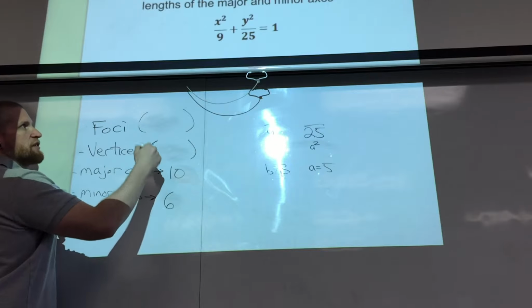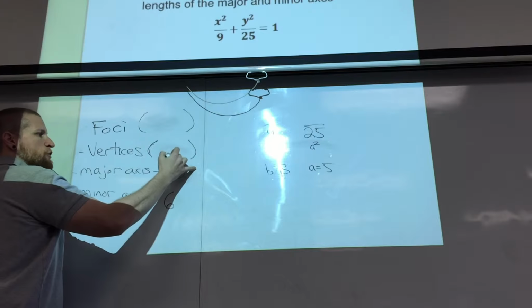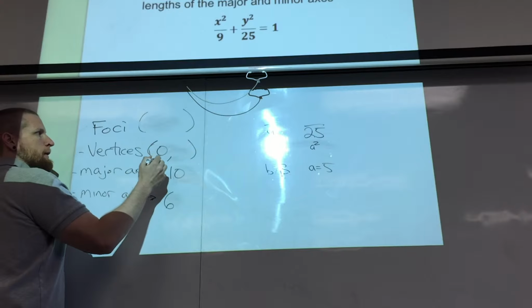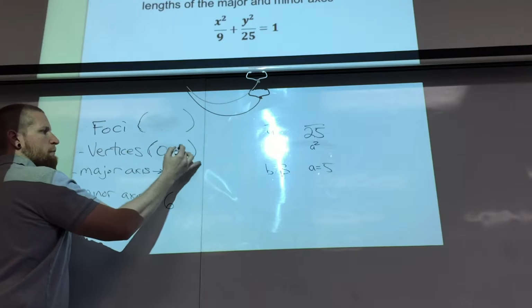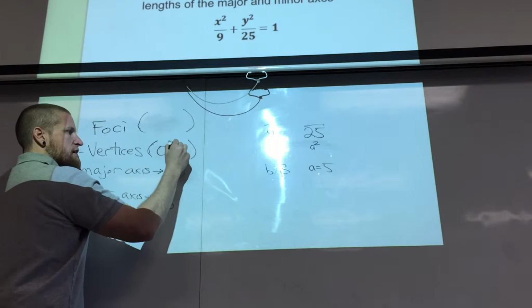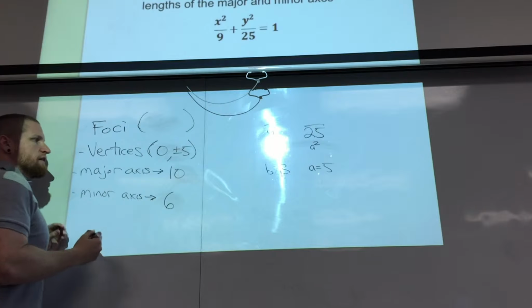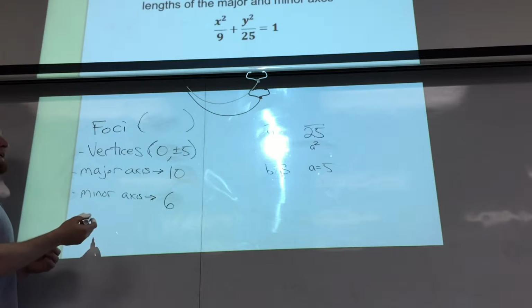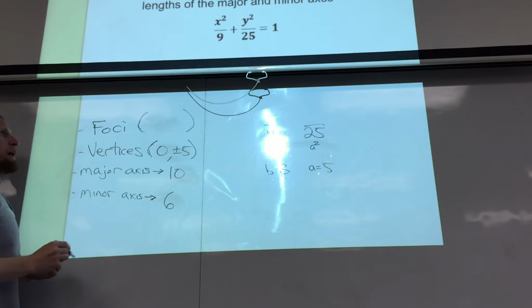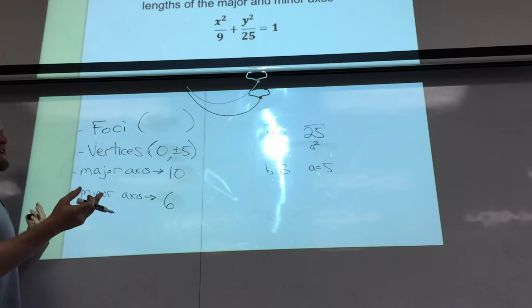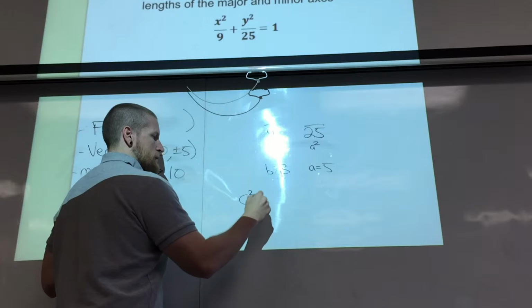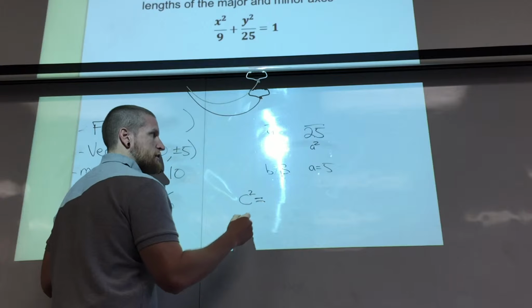In this case, since the 25 is beneath the y squared, that means my x is not changing from the center, but the y coordinates are, and they change by the value of a. So again, the only thing you have to do work on really is to find that part. That's just because the equation is already in standard form, so it gives you a little bit less work to do.